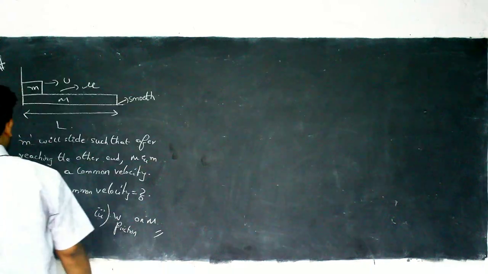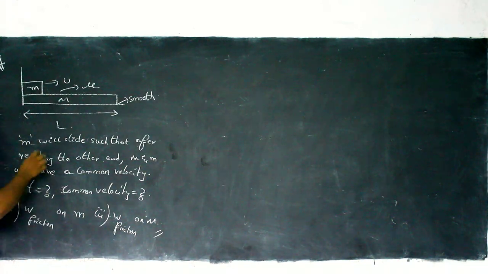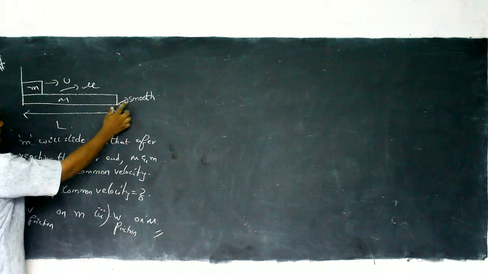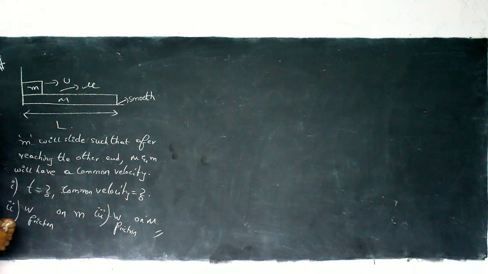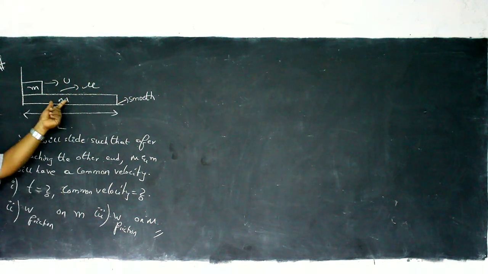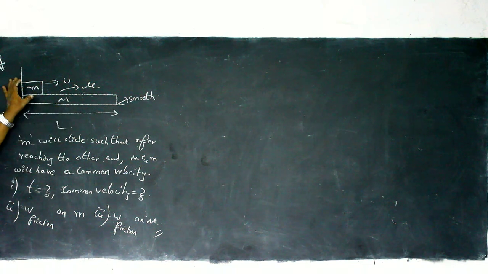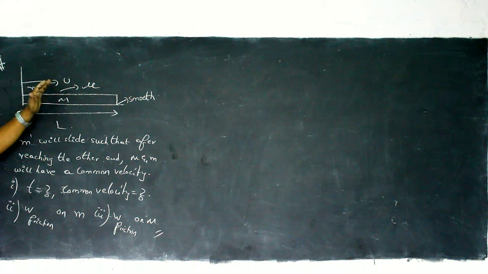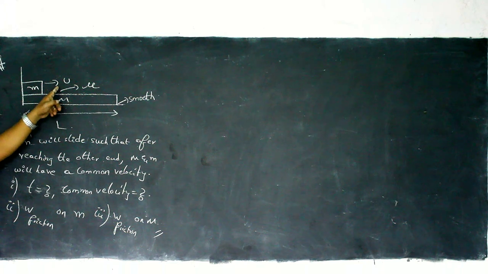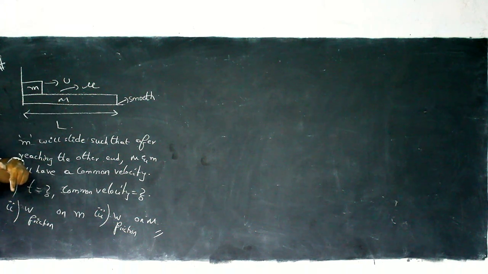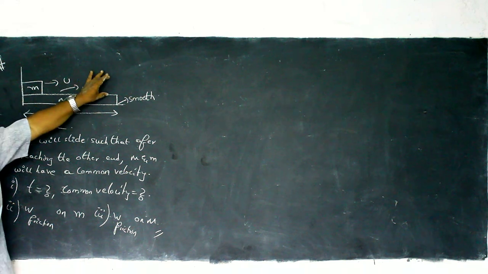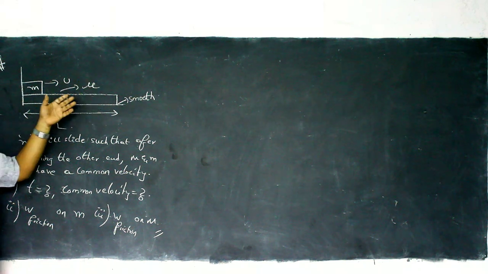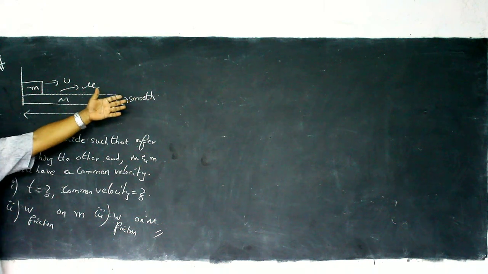Clear? Same, I will explain this question. So this is a smooth surface on which this capital M is present. So consider this is a plank of mass capital M. And on this one, there is a block of small m. And this block is given a velocity of u with respect to the ground. What is this velocity? Velocity with respect to the ground. Clear? And by the time it reaches this end, both the plank and mass are moving with a common velocity. Are you able to understand?